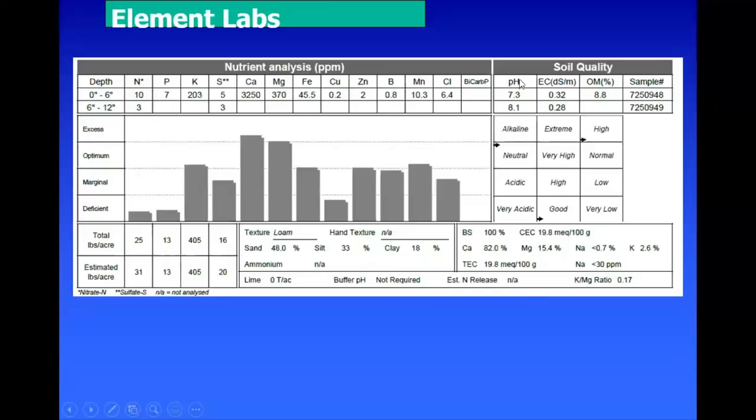Then over here, pH 7.3, that's just fine. EC at less than 1, that's just fine. Organic matter, very nice to have organic matter levels up in the 8 to 10 range, and that would certainly indicate it would be a black soil.